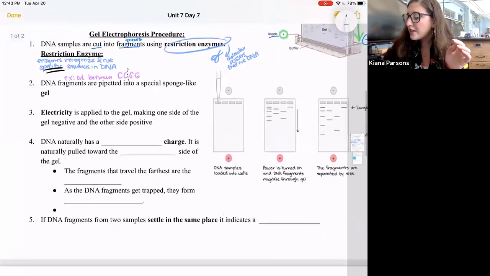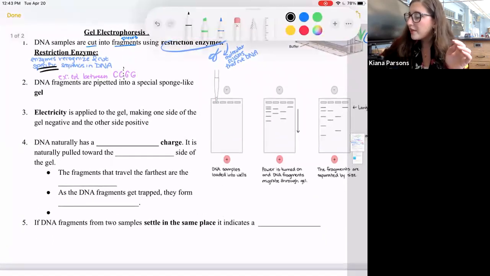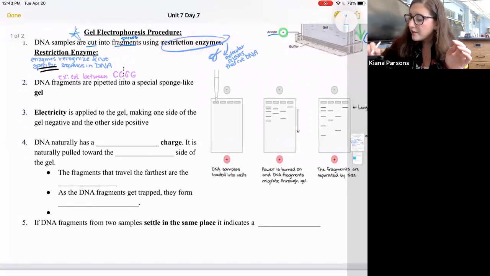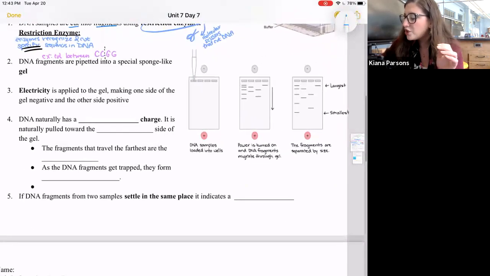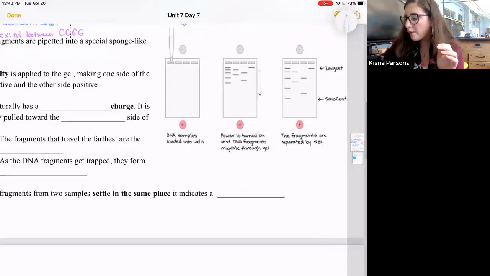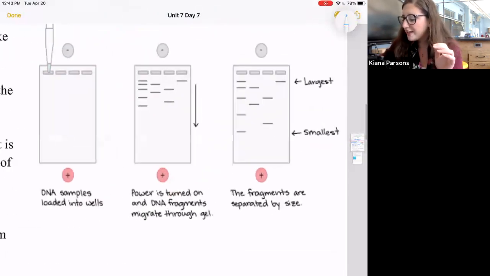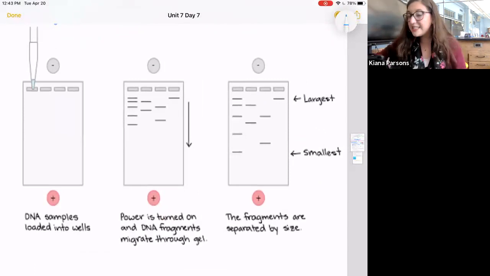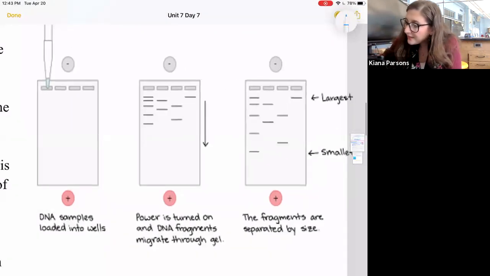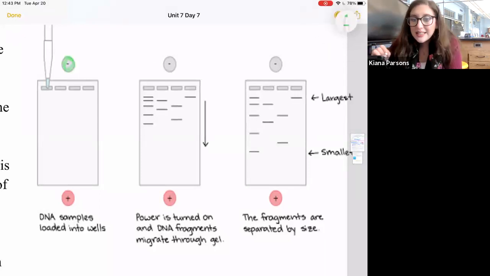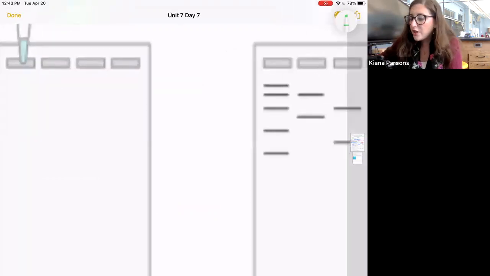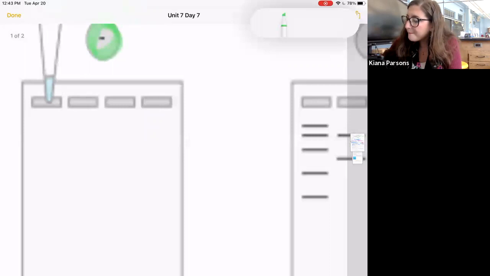Then the next step in gel electrophoresis, we're going through the procedure here, is these DNA fragments are pipetted into a special sponge-like gel. So we're going to zoom in on this image over here and take a look at it. So first, the DNA samples are cut with the restriction enzyme, and then they are loaded into wells. And we can see here, the end where they are loaded in is negatively charged, and the DNA samples are negatively charged. So they are loaded in here with the pipette.